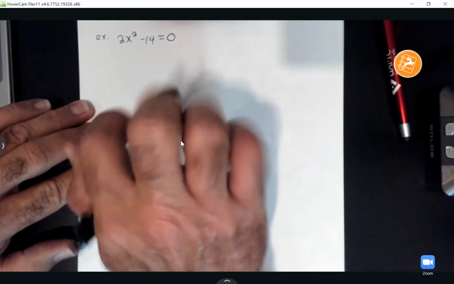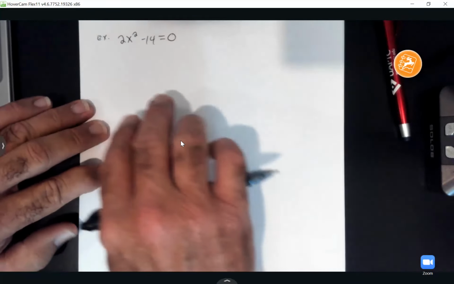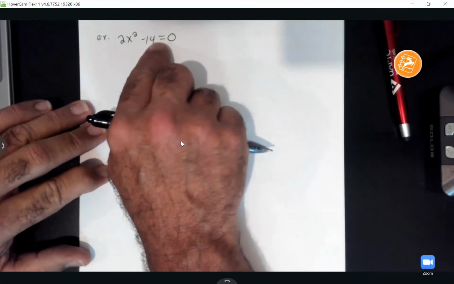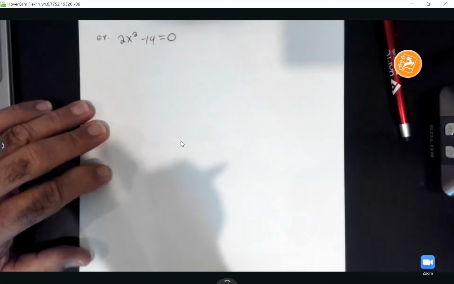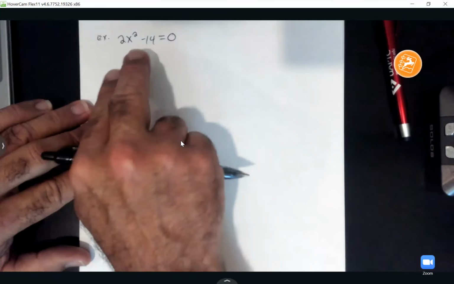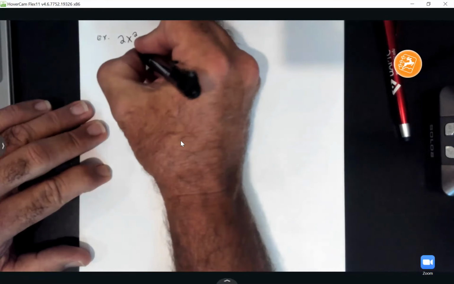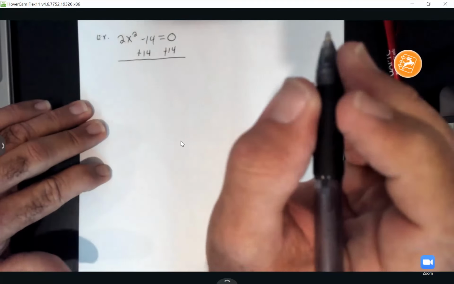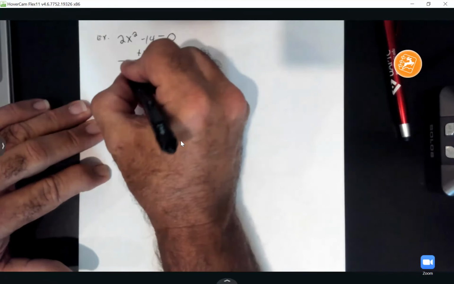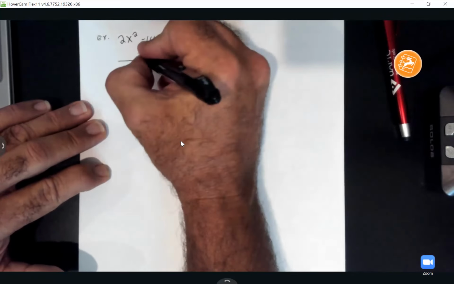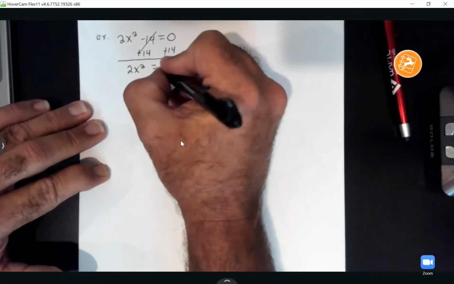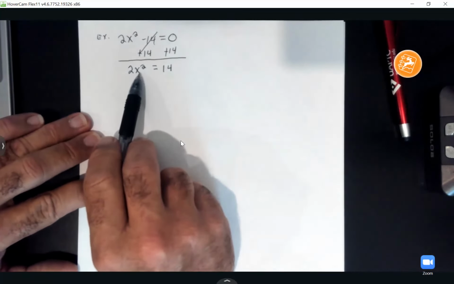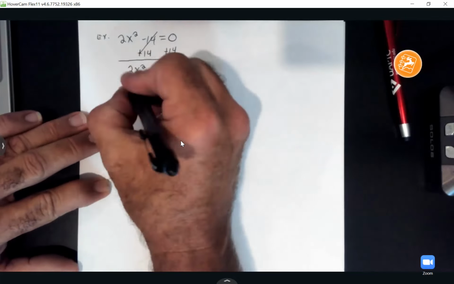So this one can actually be solved a little bit nicer than what we've been using. Anytime you've got an x squared term and a number, but you don't have that x in the middle, watch how we can solve this. I'm going to add 14 to both sides. And this is technically the third way you can solve these. So bring down the 2x squared. The 14's cancel over here. This side, I now have a 14. Now I'm going to make this a single x squared by dividing both sides by 2.